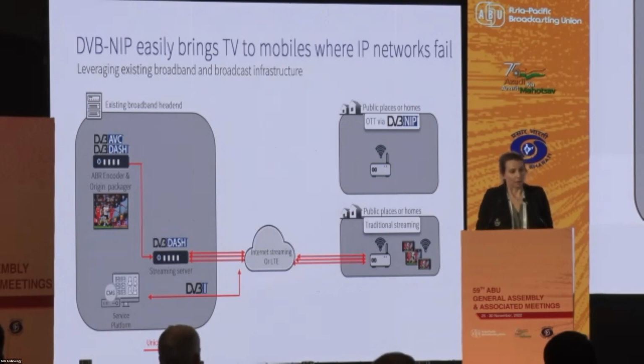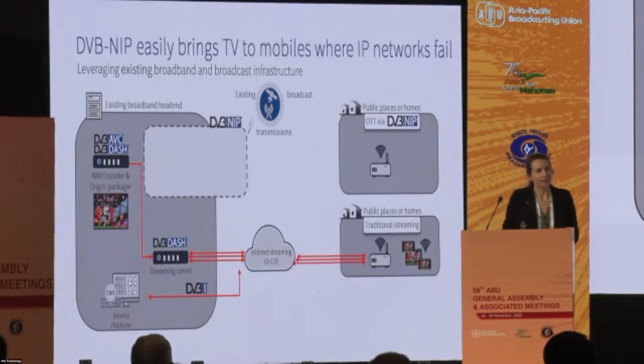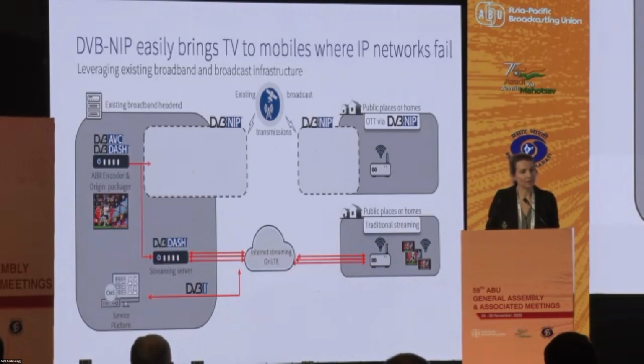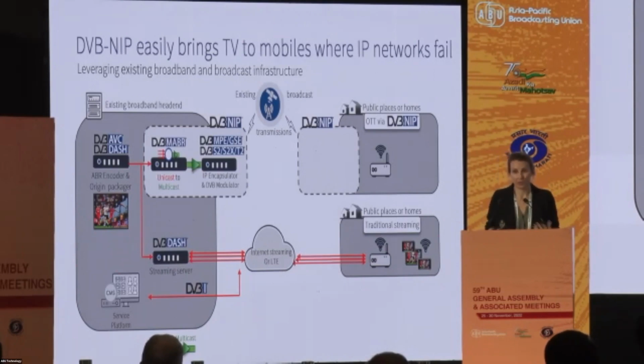So how would you receive native IP in some places? What's different? Well, you can just reuse the broadcast transmissions, so your existing satellite or terrestrial transmission. However, in the broadband headend, you will have to insert only the packaging and the server that will convert unicast into multicast, and the IP encapsulation that can be either MPE or GSE. And this only needs to be added. Then you have the regular modulation, which can be T2 or S2 or S2X.